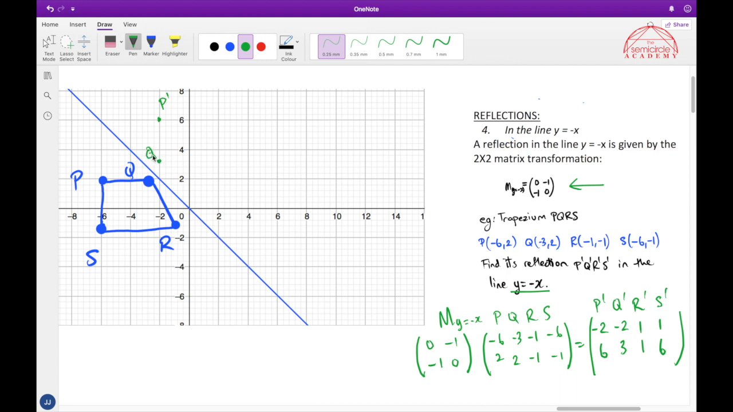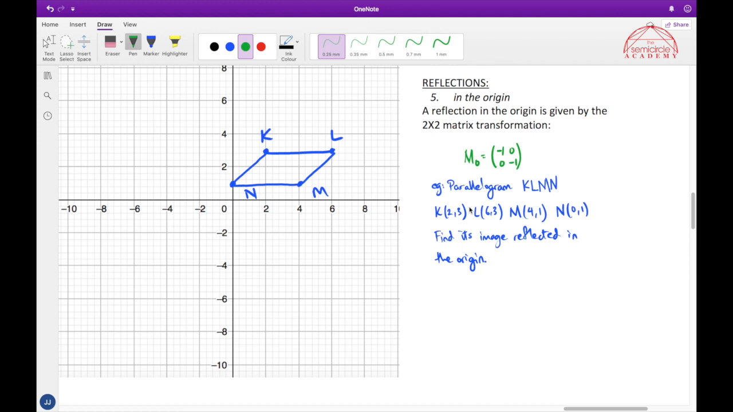Q prime. R prime is 1 on the x, 1 on the y, so that puts us about here, R prime. And S prime is 1 on the x and 6 on the y, so that brings us here with S prime. And when we connect the dots and we draw this image, we could see that the image looks like a reflection of the object if it were reflected in the mirror line y is equal to negative x. So this y is equal to negative x acts like the mirror, and we could see here that we could find a reflection of the object using this transformation here that we need to know by heart.